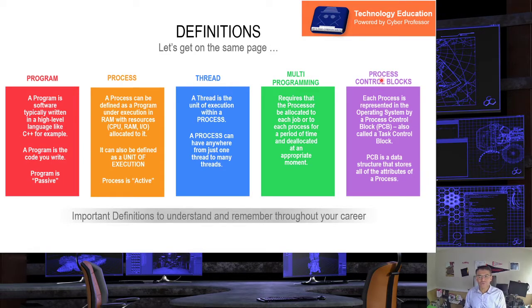Finally, we move to the last concept in our definitions, and that is the process control blocks. Each process is represented in the operating system by a process control block, PCB, also called a task control block. So PCB is a data structure that stores all of the attributes of a process.